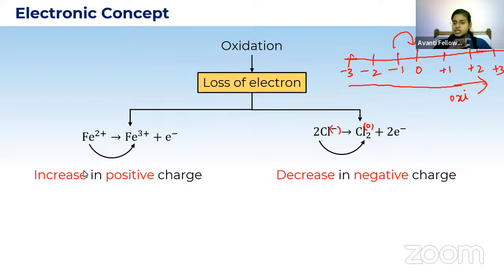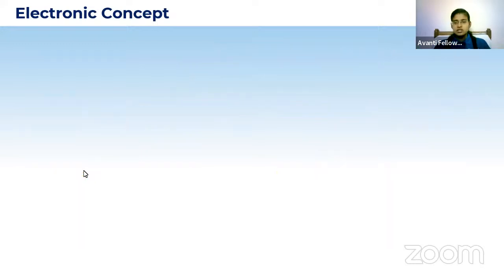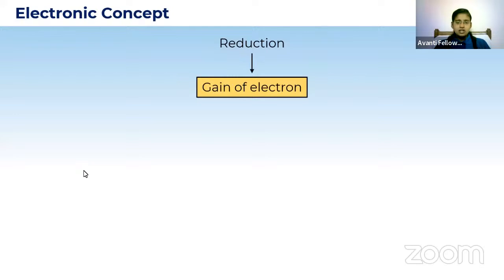If you are moving towards the positive end of the number line, then you are doing the oxidation and electrons are getting lost. Okay. So now coming to the reduction. Reduction is the opposite, right? Loss of electron is oxidation and gain of electron is called reduction.